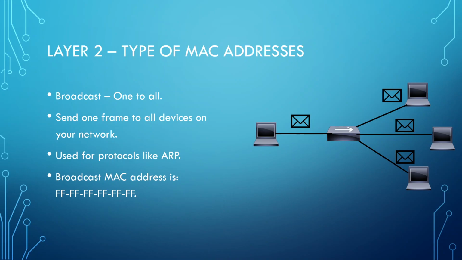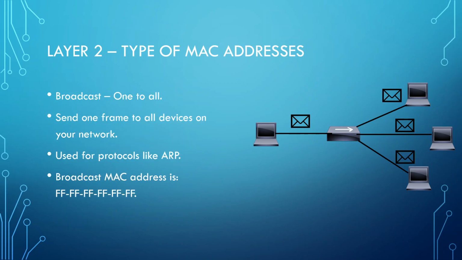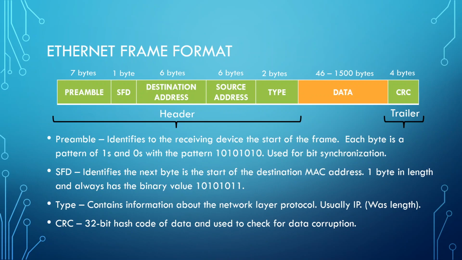And just so you know, no network interface card will ever be assigned this MAC address. This is reserved specifically for broadcast traffic. The same as this range of addresses for multicast is reserved for multicast addresses, so no network interface card will be assigned that MAC address. Network interface cards are going to be assigned MAC addresses outside of these ranges, and they will be assigned unicast MAC addresses. So now let's look at the Ethernet frame format.